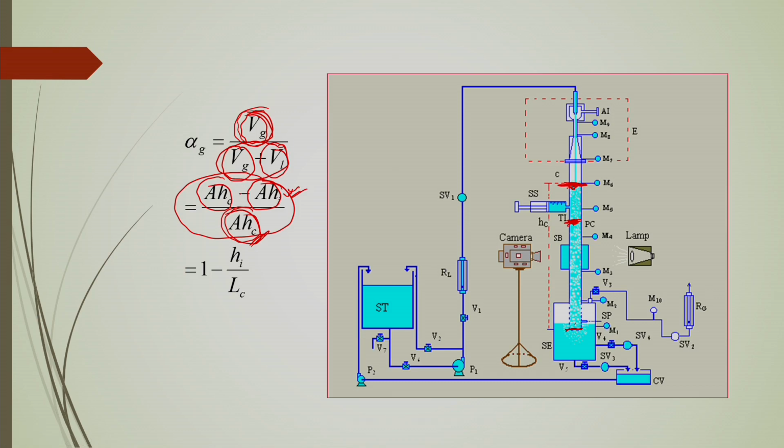It can be easily simplified: if you cancel A, you get 1 minus Hi by Hc. Hc means the total gas-liquid height. So, you can calculate the gas holdup in this downflow system; it is simply 1 minus Hi by Hc. What is Hc? Hc is the gas-liquid mixture height during operation at that particular condition. And Hi is the clear liquid height after degassing all the gases.